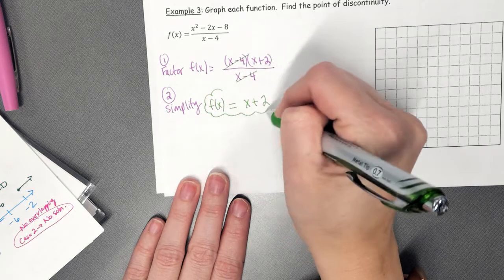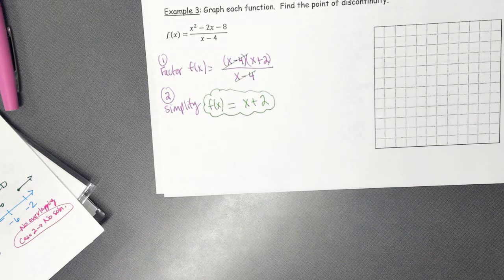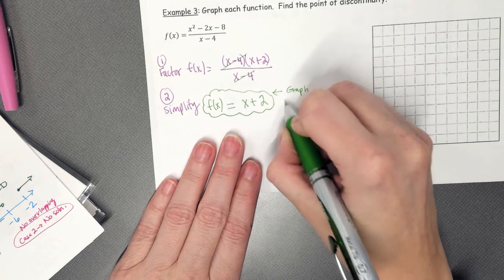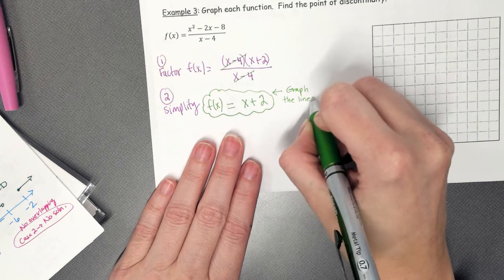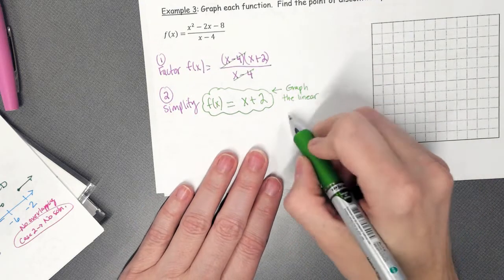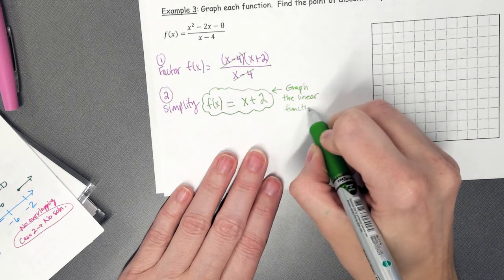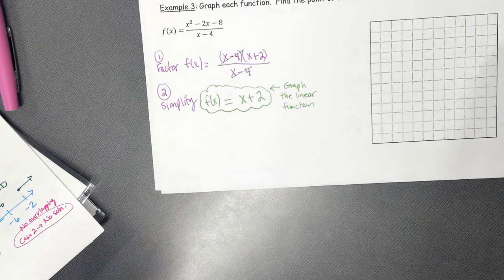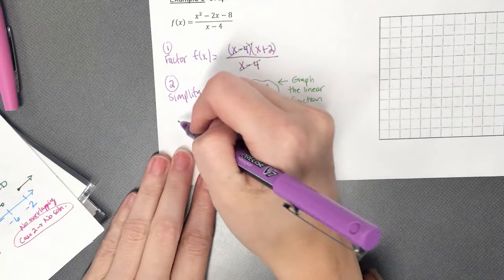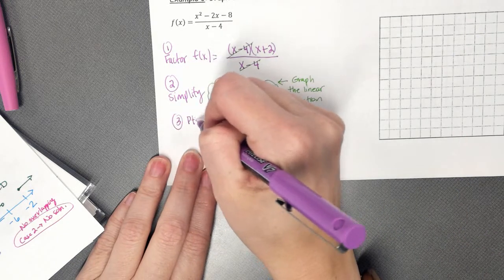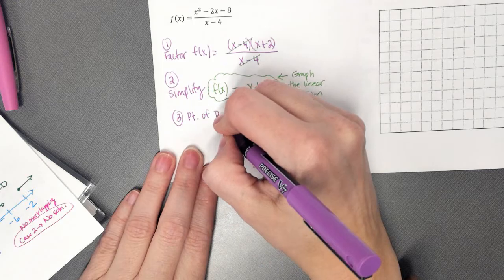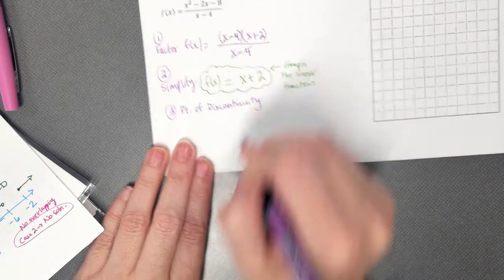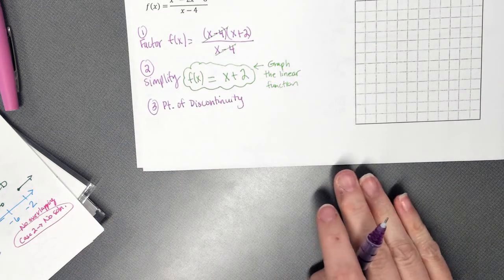So let's look at this function. What type of function is this? Linear. So we are going to graph the linear function, but there's a hole in this function. And that is going to be step 3. So before we can graph it, we have to find where that point of discontinuity is. So point of discontinuity, and then I'm going to start abbreviating this so we don't have to write it out every time.